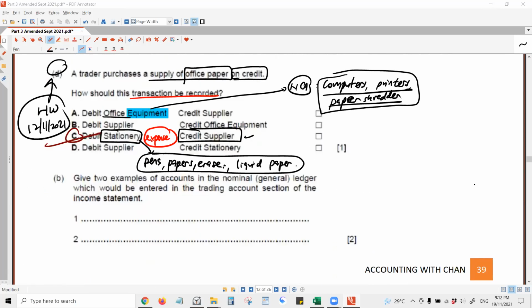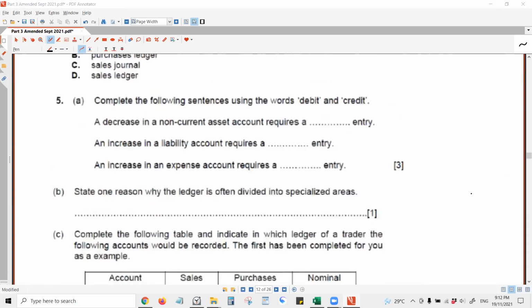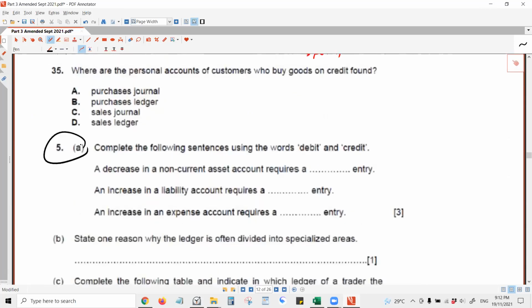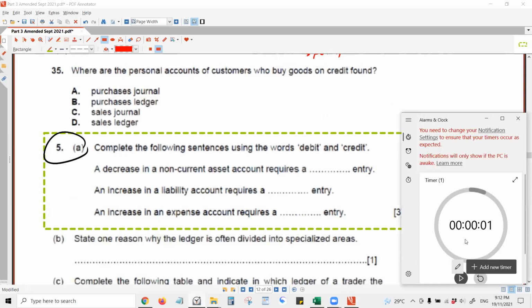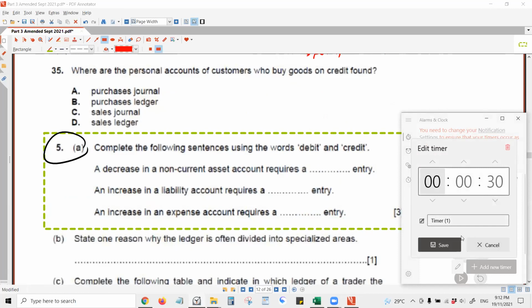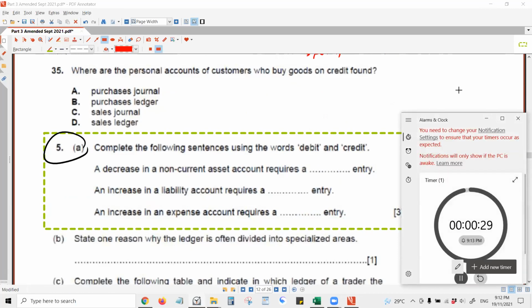Next. Okay, come to the next page, page 39. You do 5A. So it's an exam question also. You tell me your answer by typing. You have to fill up the three blanks here, so you give me all three answers in a row. You begin. Again, 30 seconds. Also simple, right?